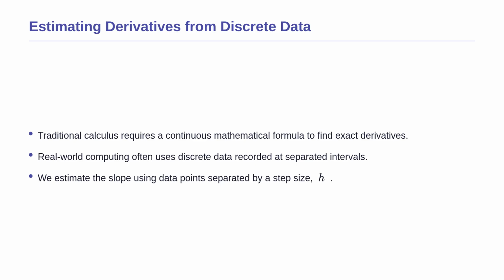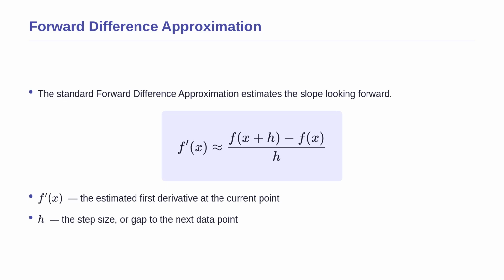To find the derivative, we use finite difference methods. These methods calculate the slope using data points separated by a small horizontal distance called the step size. By making the step size as small as possible, our estimated slope gets closer to the true exact slope. Now that we understand the goal, let us look at the simplest way to calculate this.